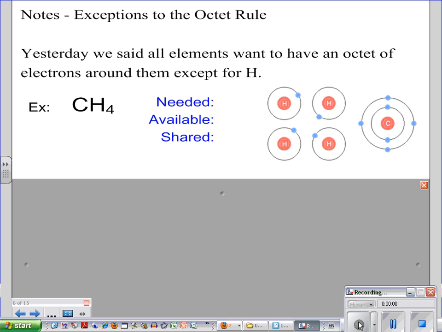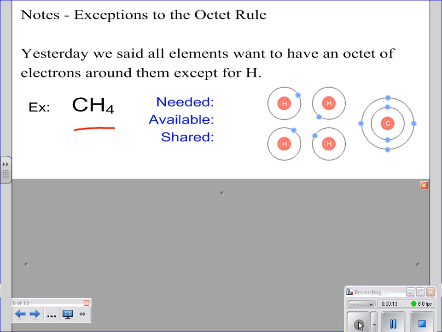So now we're going to start talking about exceptions to the octet rule. Yesterday we said that all elements want 8 electrons except for hydrogen. So if we were to look at an example like methane, CH4, we could say that carbon needs 8 and each of these hydrogens need 2. So that's going to be 16 that are needed.